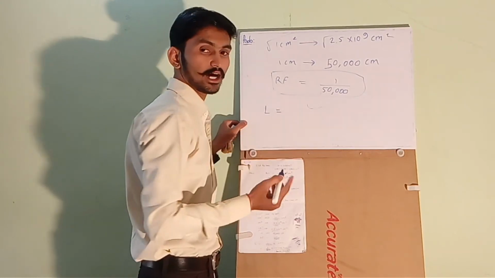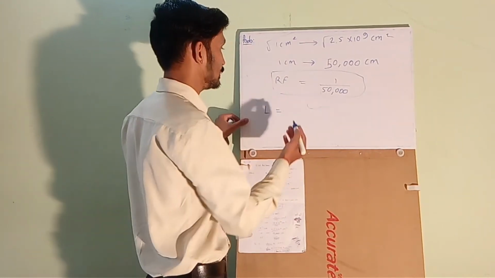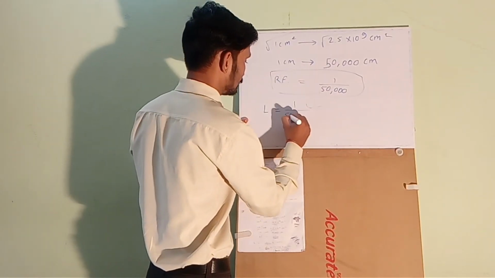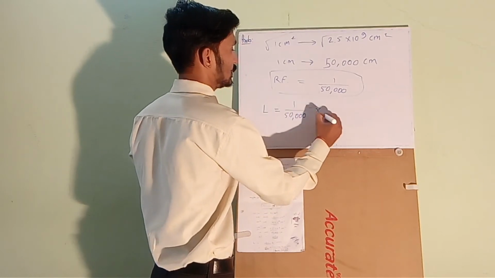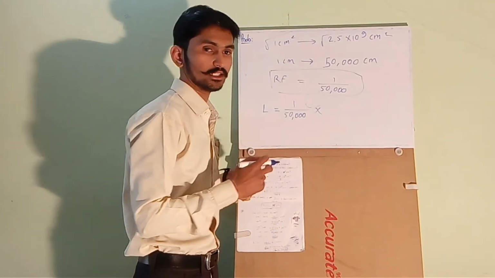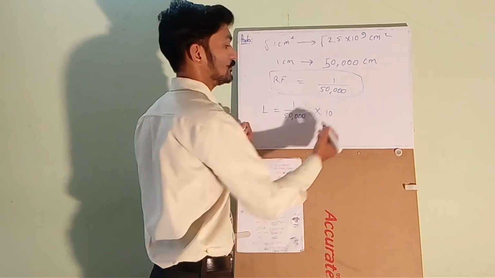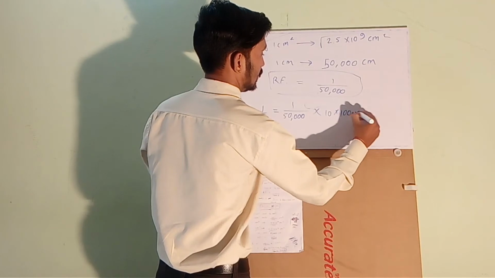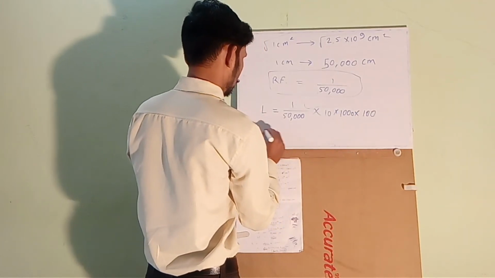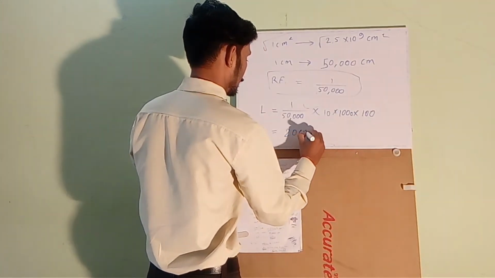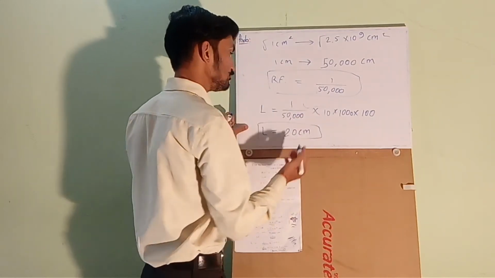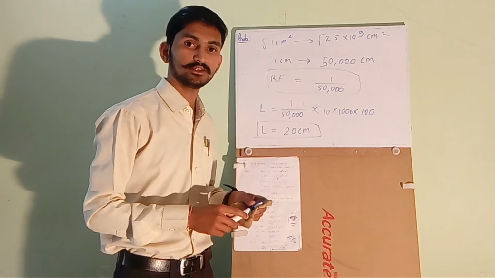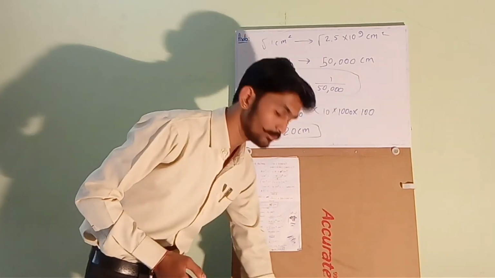And length of the scale is RF multiplied by maximum length to be measured. So the RF is 1 by 50,000, and maximum length to be measured is 10 kilometers. Okay, convert kilometer into centimeter, again multiplied by 1000 and multiplied by 100. So this will be 20 centimeter. Okay, so the length of the scale is 20 centimeter. We have length of the scale. Now we can draw diagonal scale as we are drawing in the previous questions.